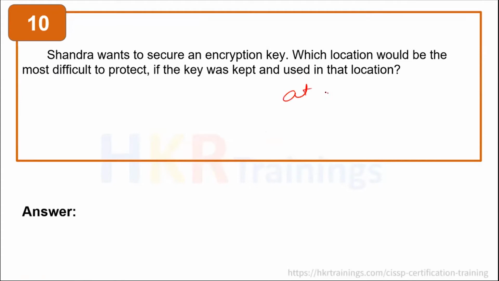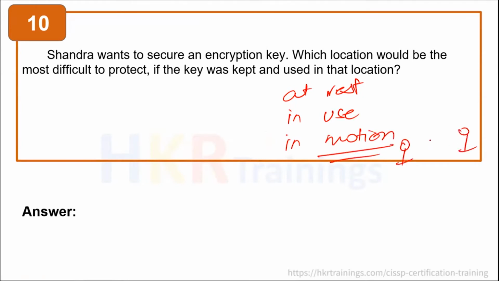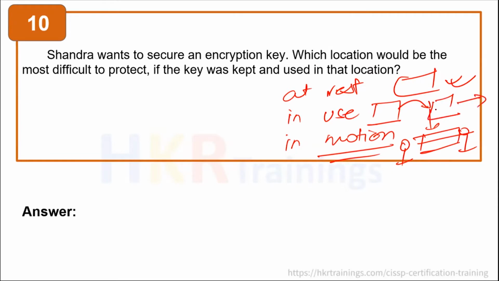It can be at rest, in use, or in motion. When it is in motion, you can make a tunnel between the two terminals, and hence your data is protected. When it is at rest, you can simply encrypt it and everything is protected. But when it is in use, your processor needs to decrypt it first in order to process it. That is where it is most vulnerable.